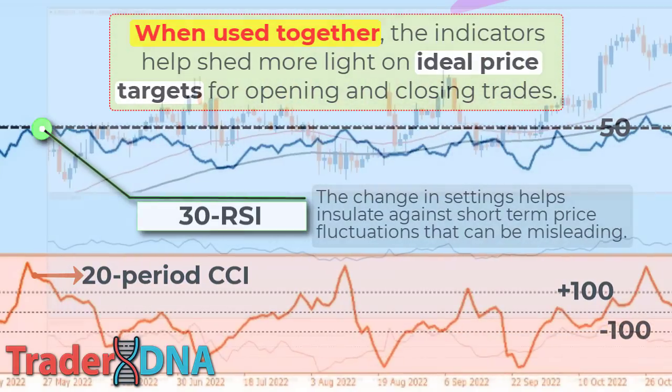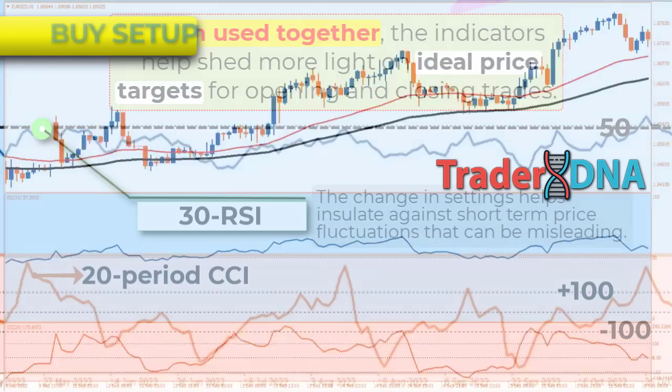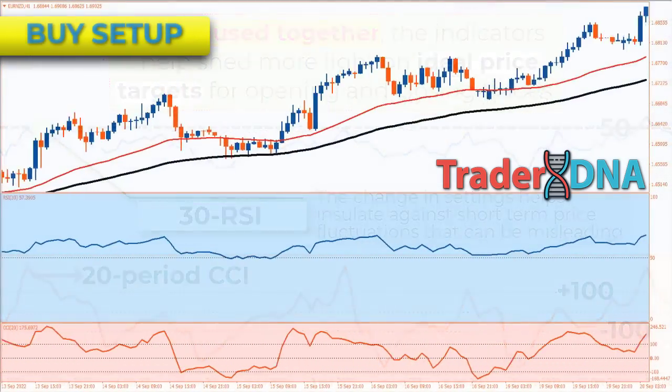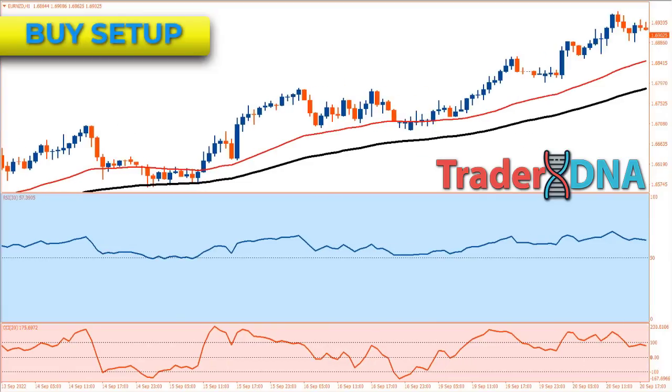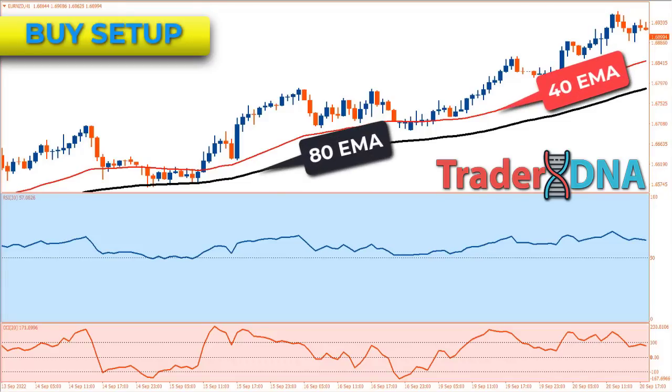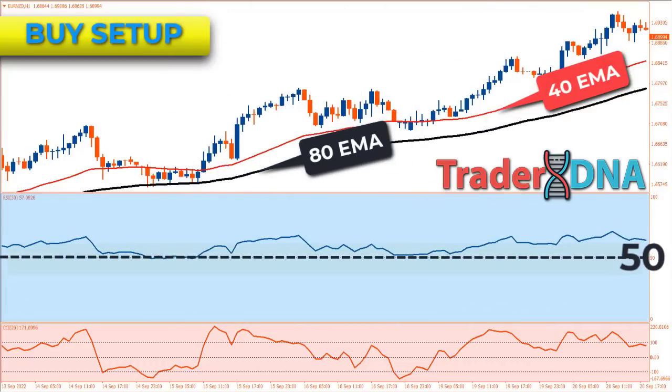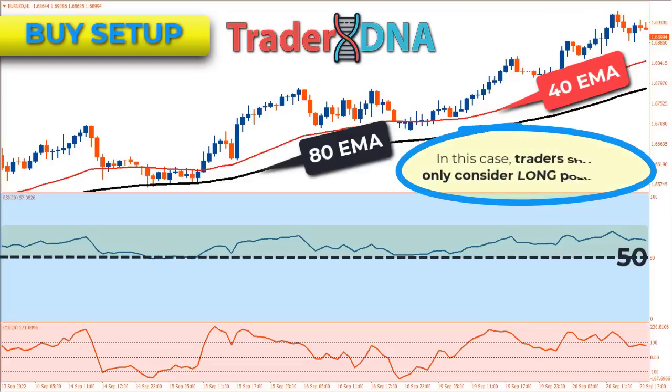Buy setup while using EMA, RSI and CCI indicators. A trader should only consider entering a long position or buy when: first, the 40 period is above the 80 period EMA. Second, the 30 period RSI reading is above 50. Such a reading indicates an underlying upward momentum in the price of the underlying security. In this case, traders should only consider long positions.